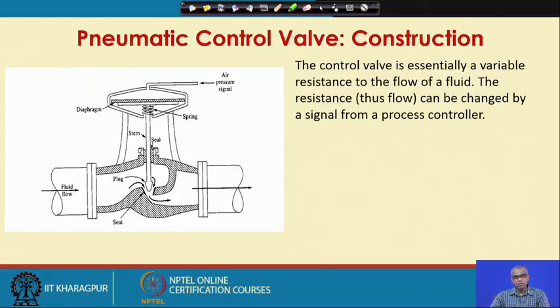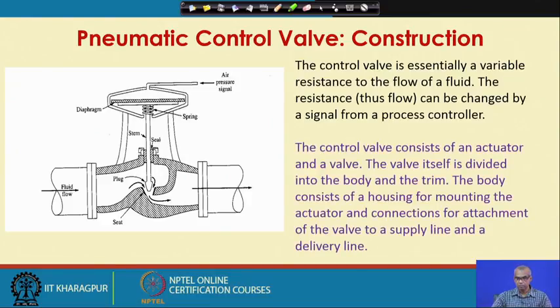What you see on the screen is a schematic of a pneumatic control valve. The control valve is essentially a variable resistance to the flow of a fluid. The resistance and thereby the flow rate can be changed by a signal from a process controller. The control valve consists of an actuator and a valve.